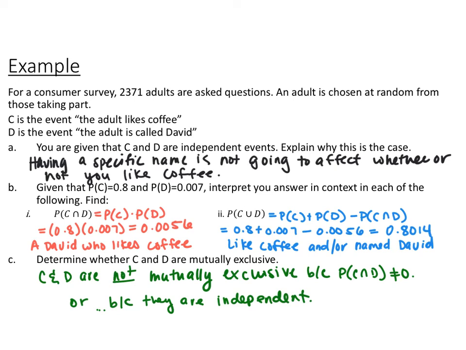And then the last one, determine whether or not they're mutually exclusive. So now we have two ways to determine this. The first way is because no, they're not mutually exclusive because the intersection is not equal to 0. Or without even doing that, you could say that they're not mutually exclusive because we know they're independent.